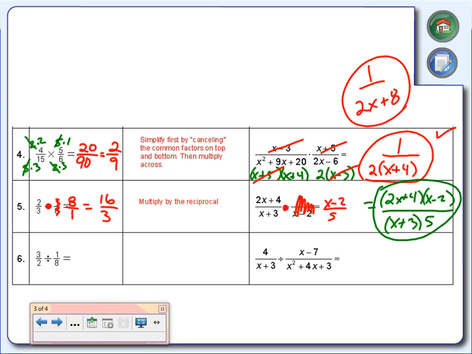All right, we got one more look at number 6. Notice how number 6 is also division. What I'm going to do is go ahead and change that division to multiplication, which also means I have to take the 1/8, turn it upside down, reciprocal. And now I've got this thing right here.